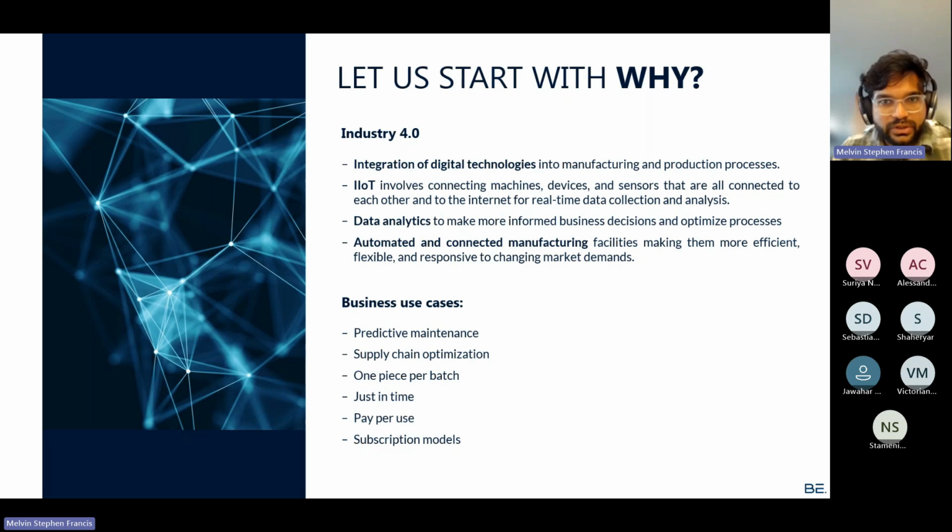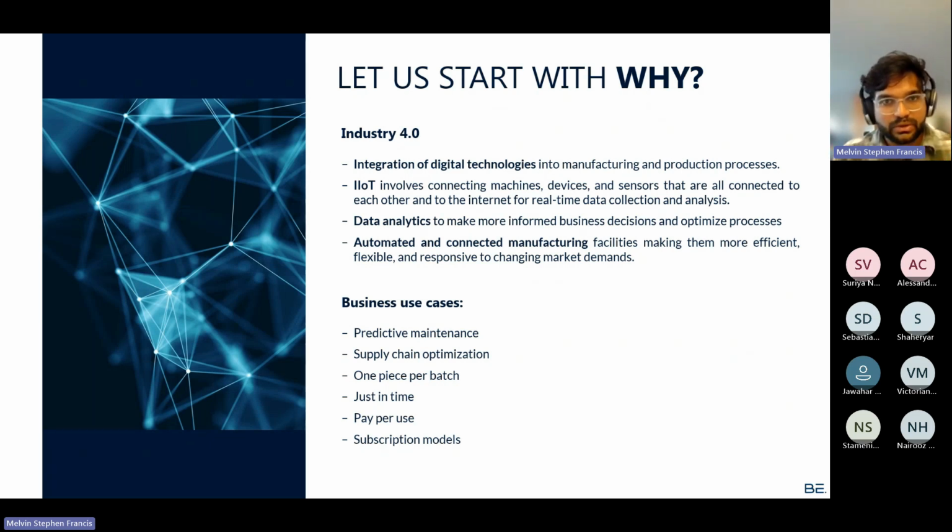So Industry 4.0 is the integration of digital technologies into manufacturing and production processes. IIoT involves connecting machines, devices, and sensors that are all connected to each other and to the internet for real-time data collection, and also data analytics to make more informed business decisions, and automated and connected manufacturing facilities make them more efficient. I think all these four are marketing messages that you would have heard multiple times. But what is the real business use case behind it?